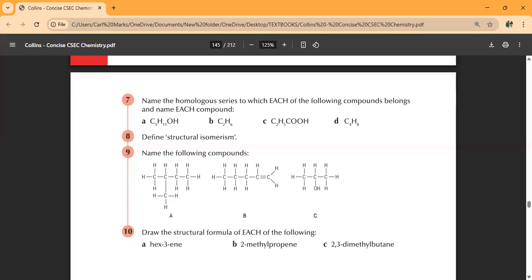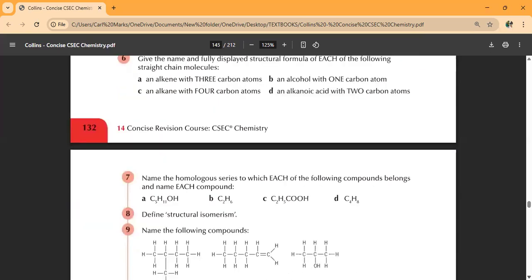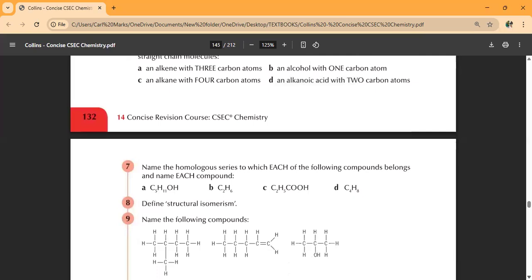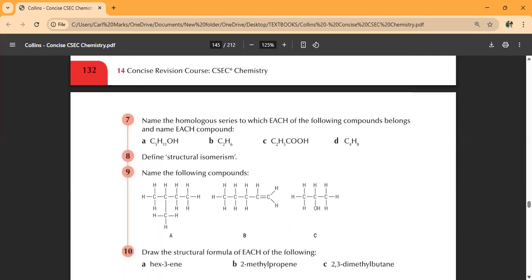So we have to do a little practice of the questions. I should have started further up anyway. You're going to be able to answer those. It would have been nice to start at question 7. Anyway, we're on question 9. Type in the chat the names for A, B, and C. I'm going to give you a little time to work that out.